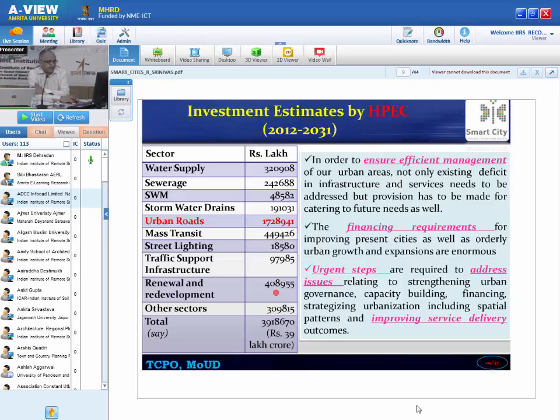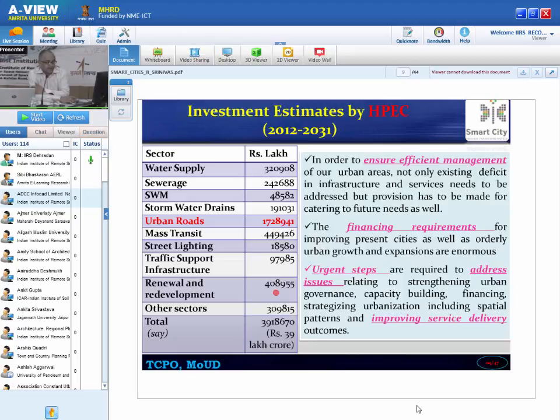Once you go through this table, one can say that in order to ensure efficient management of our urban areas, not only does the existing deficit in infrastructure and services need to be addressed, but provision also has to be made for catering to future needs as well. In the next 20 to 30 years, so many people are going to add to the urban areas, and this will further burden our existing infrastructure. The financing requirements for improving present cities as well as orderly urban growth are enormous. It will be a huge challenge.